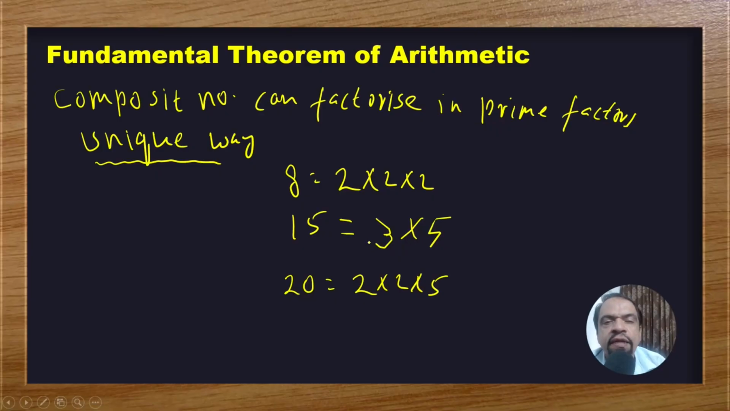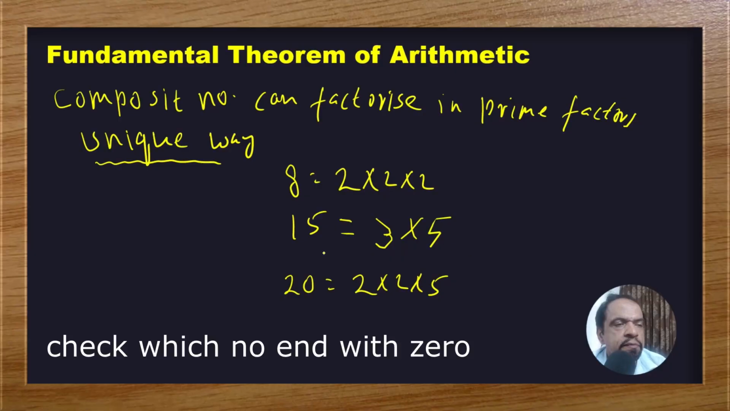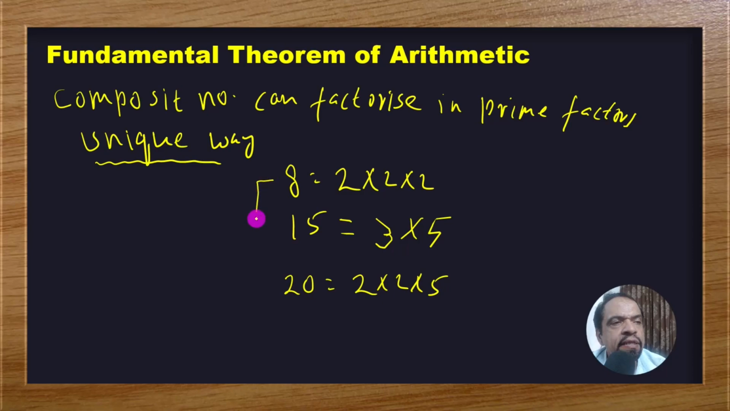other number. Regarding this fundamental theorem, a question may be asked like this: check which number can end with the digit 0. Among these three numbers, this 20 can end with 0. Why? Because it has a 5 and a 2. So this 5 and 2 is the uniqueness. Because of this, it can end with 0. When you see the question, you will understand better. But these numbers cannot end with 0, and we cannot insert any number to make them end with 0, because they do not have the combination of 5 and 2.